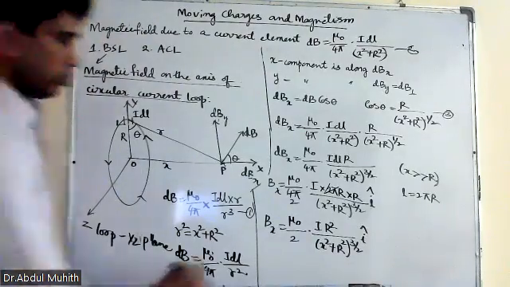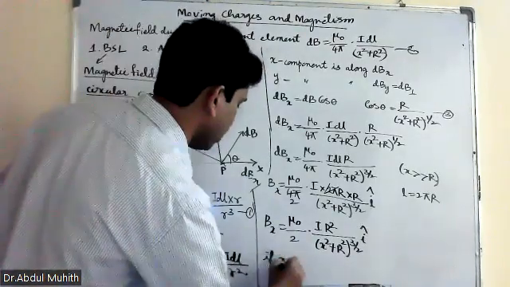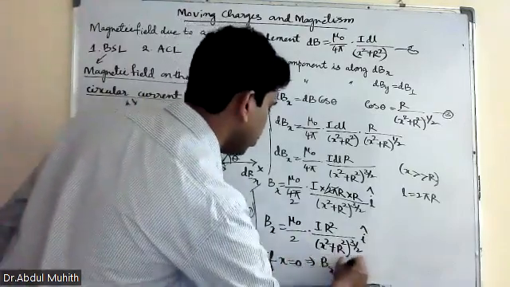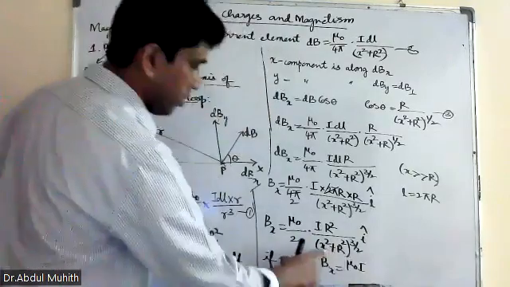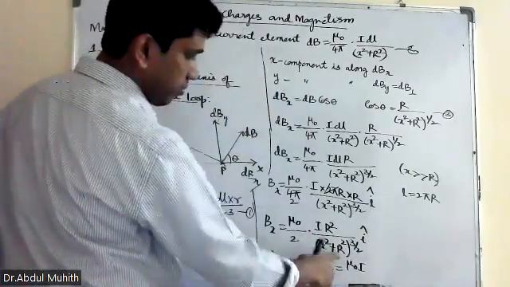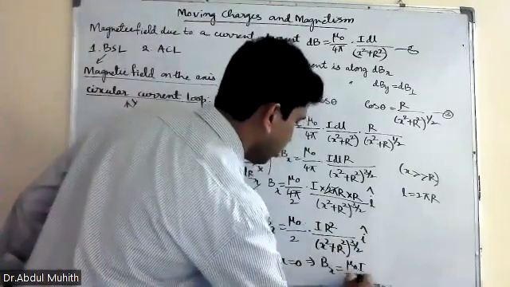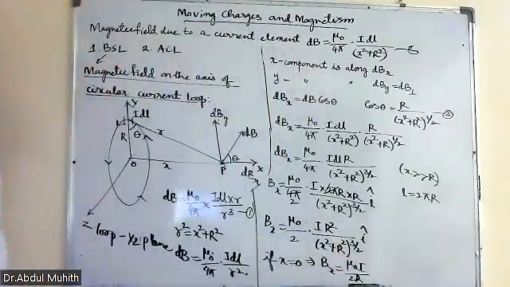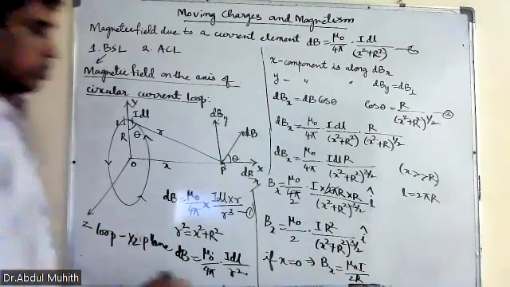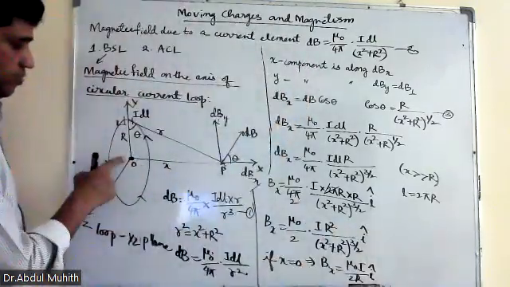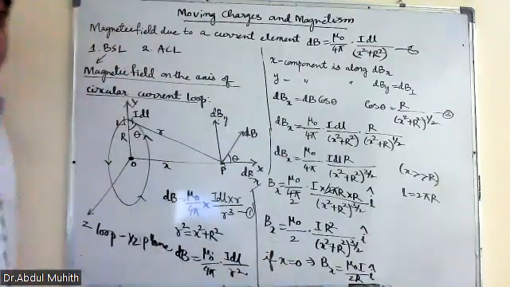Now if x is equal to 0, if we want to find out the field at the center, what will happen? Bx will be equal to what? μ0 into I. When x is equal to 0, this will become r³ and this will become r², only r will be left. So 2r, that is the formula: μ0 I by 2r, if you want to find out the magnetic field at the center. Is that clear?